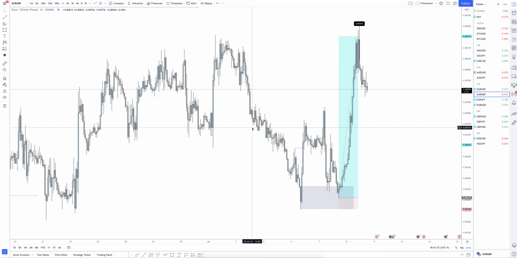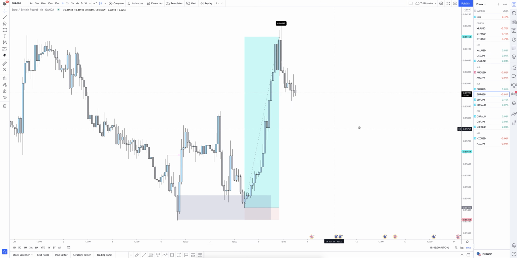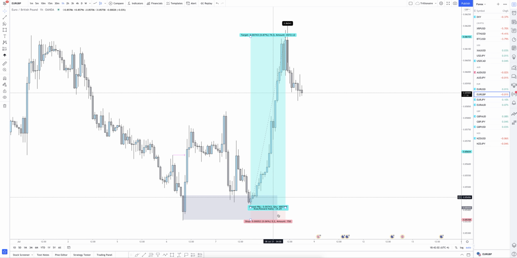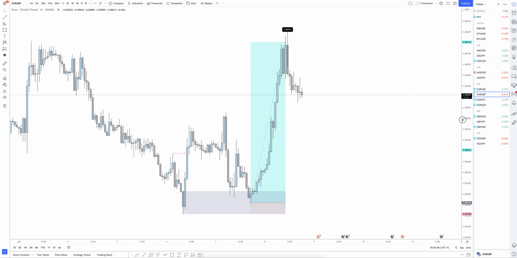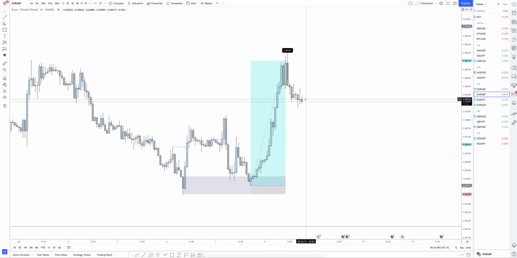Alright, so this trade breakdown is going to be on EURGBP. Okay, so we have this trade right here. Ended up collecting around 14.29% on this trade. Okay, this wasn't a bad trade at all. We're going to go over it in depth.